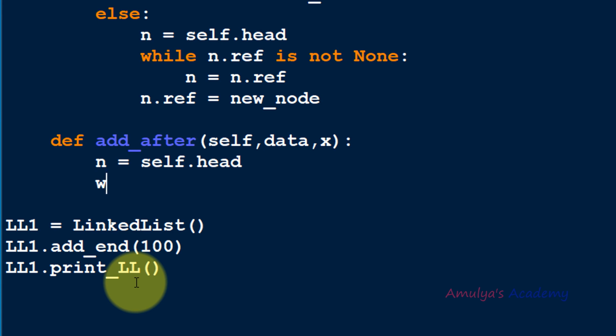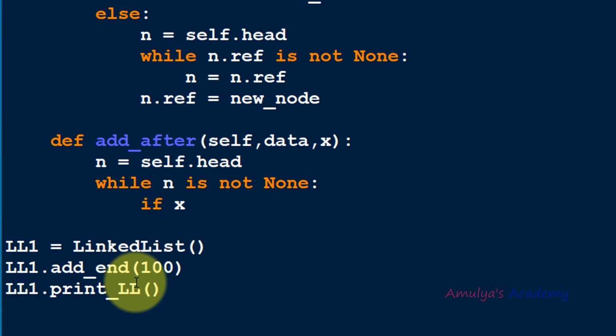Now I need to traverse the linked list because we need to find out where the x node is present. So for that I'll use a while loop. While n is not None, I'll use this condition. If I want to traverse the entire linked list, I need to use this while n is not None condition. And here I'll check x is equal to n.data.